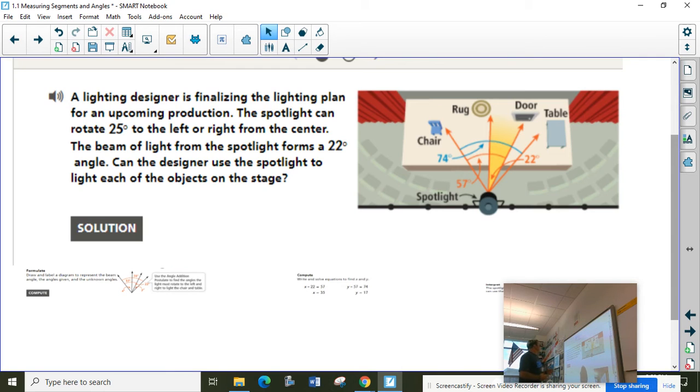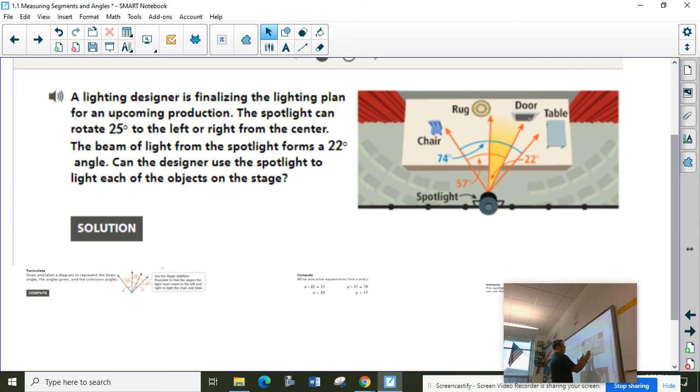So a lighting designer is finalizing the lighting plan for an upcoming production. The spotlight can rotate 25 degrees. That's as far as it can go, to the left or the right of the center. So I can go 25 and 25. The beam of light from the spotlight forms a 22-degree angle, which is right here. Can the designer use the spotlight to light each of the objects on stage?